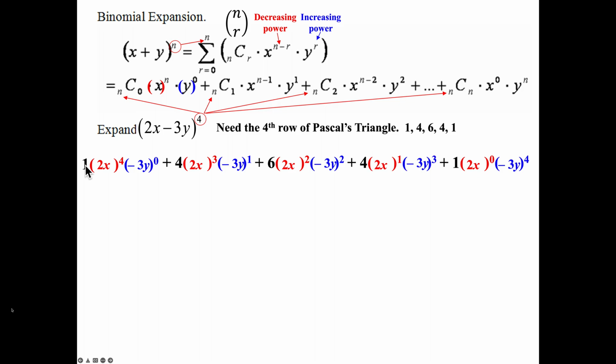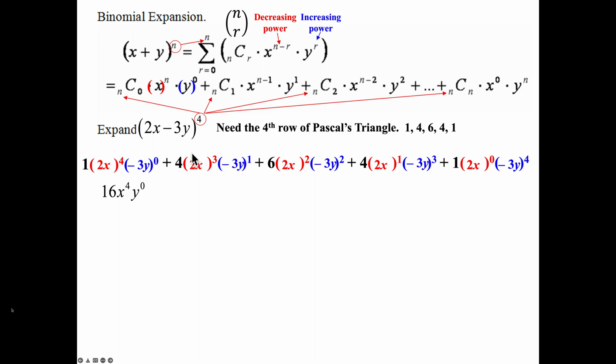Once you show me this, now you can have your calculator crunch this out if you want. So 1 times 2 to the 4th. Oh, this is great. Negative 3y to the 0, that's just a 1. You can cross this out. So if you want to cross this out here and over here, because they're just a 1. So 2 to the 4th is 16, x to the 4th, 16x^4. Now I'm just going to put this y to the 0 here just to hammer home the point when we're done.